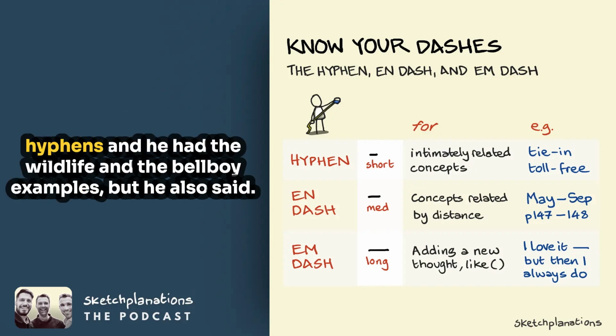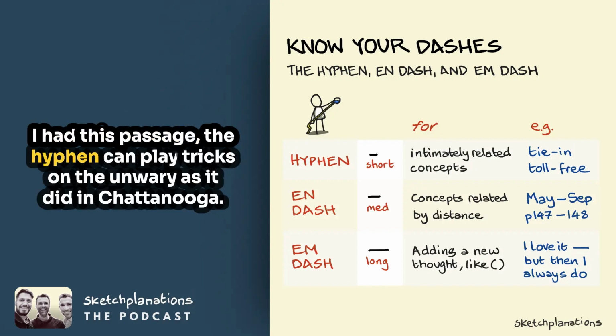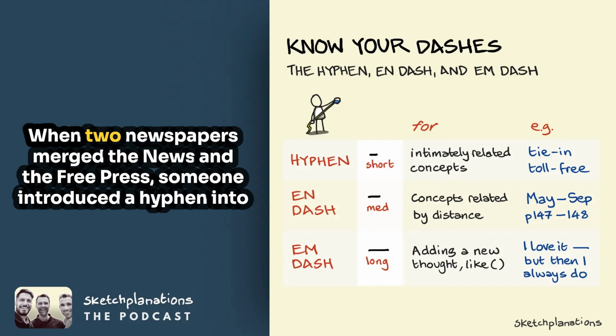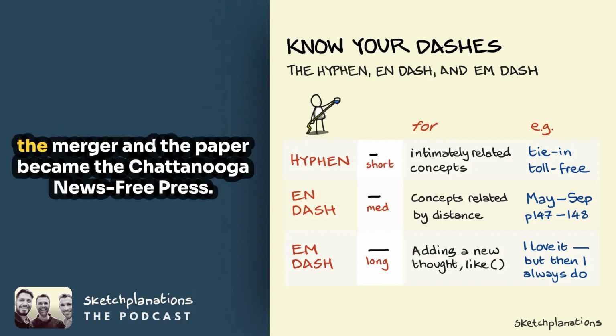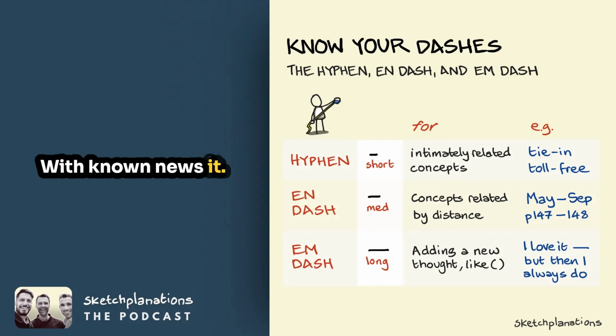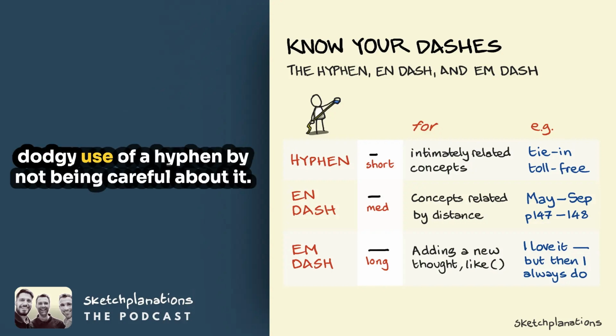But he talks about hyphens. He had the wildlife and the bellboy examples. But he also had this passage: the hyphen can play tricks on the unwary, as it did in Chattanooga when two newspapers merged, the News and the Free Press. Someone introduced a hyphen into the merger, and the paper became the Chattanooga News Free Press. With no news in it. Yeah. Dodgy use of a hyphen by not being careful about it.